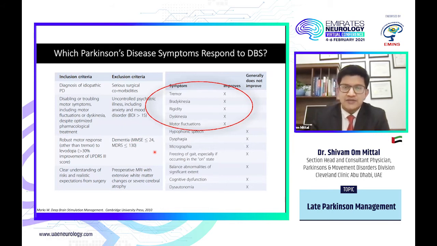The symptoms which do not get better from DBS are the swallowing difficulties, the balance issues, the cognitive dysfunction, and dysautonomia. It is very important because this is a very common question asked in the clinic: doctor, I'm having a lot of falls and I'm having a lot of memory issues, or my blood pressure is falling too much when I'm standing. Will this get better with DBS? The answer is no. If I see a patient who is having all of these symptoms, I would certainly take them off the list for DBS and do medical management or the pump therapies to help their symptom control.